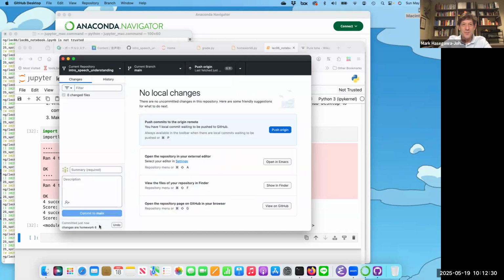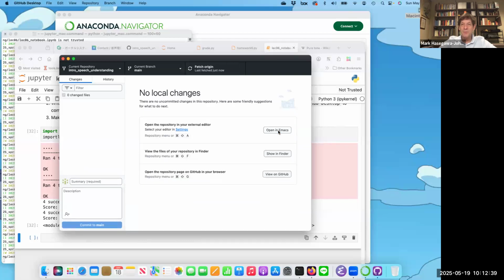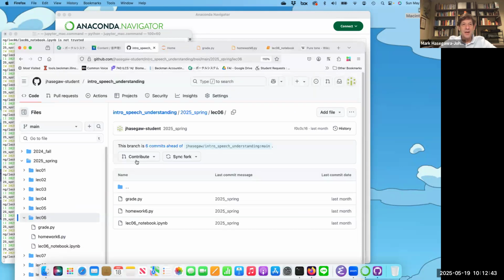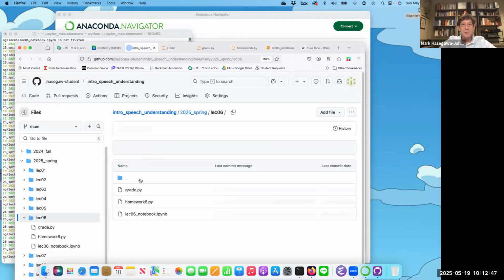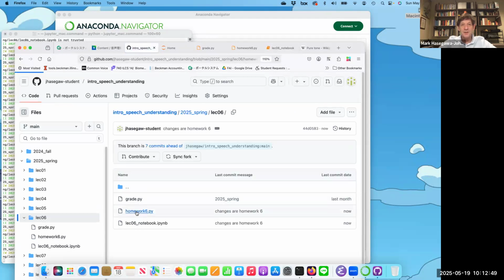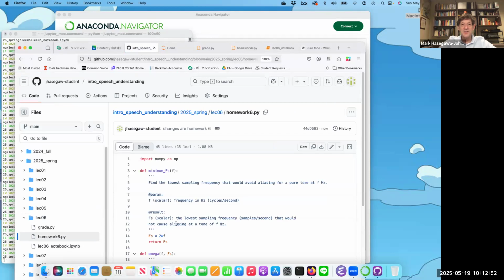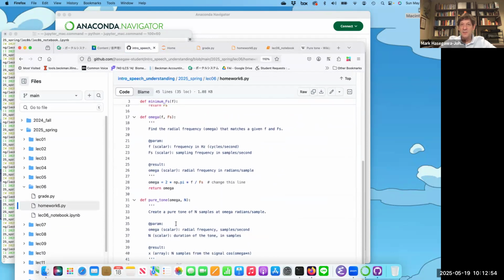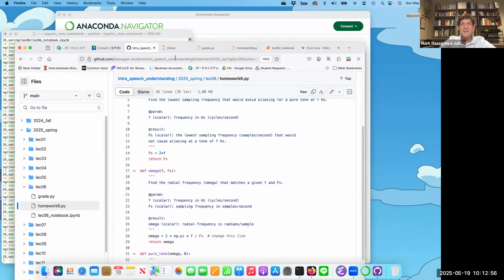First, I'll commit it. That means I want to record that change in my local copy of the GitHub. And second, I want to push it to the origin. That means I want to publish it on my own GitHub webpage. Now, if I go and look at intro speech understanding Jay Hasegawa, let me reload that, and then open homework 6, and you can see that all of the changes I've made are now available in my copy of homework 6.